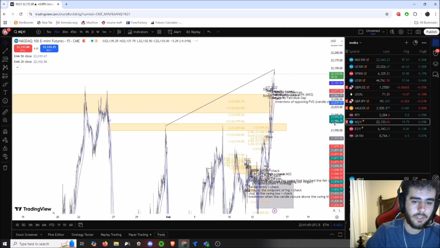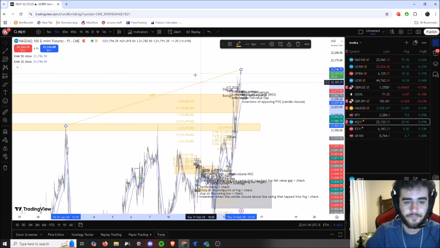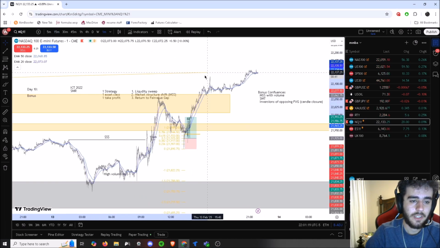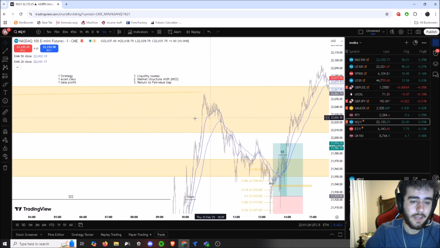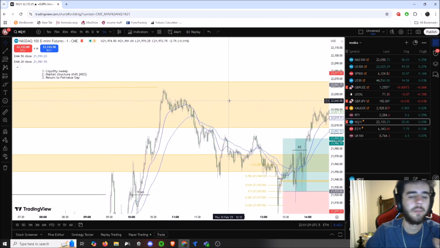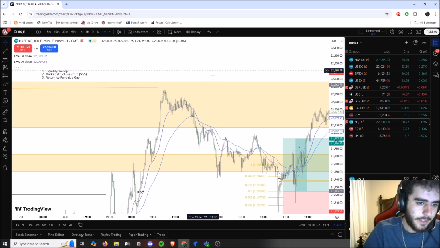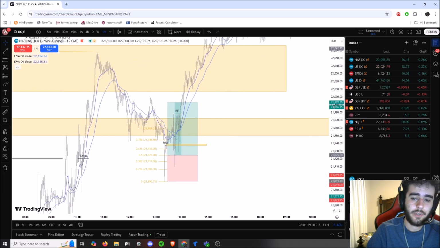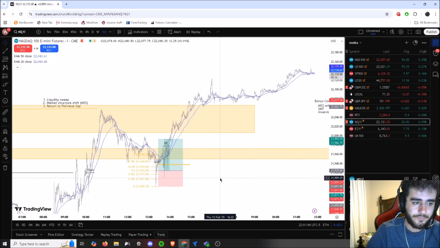But when there are divergences, we can capitalize on that. SMT happened here, and at the time as well, an SMT happened here. That's what makes this setup an A++ setup. Not A+++, sorry, losing my voice. This simply means that there is a higher confluence to the trade, which is what we are looking for.